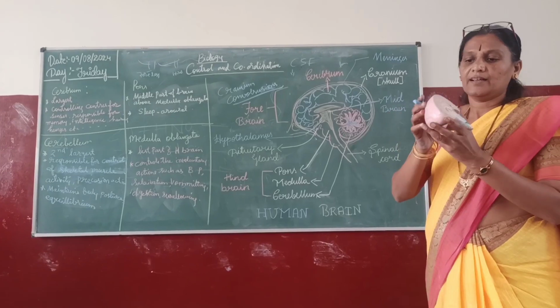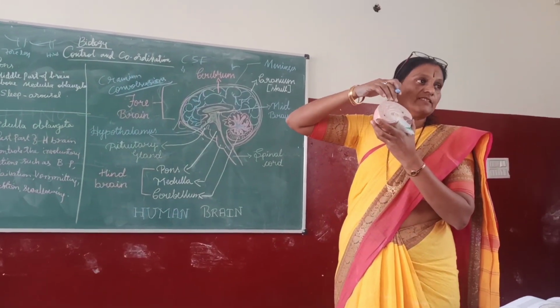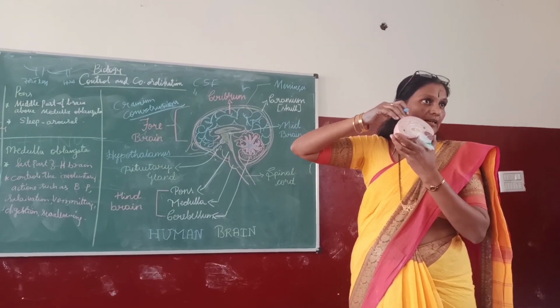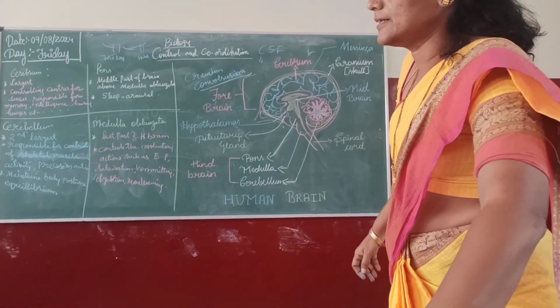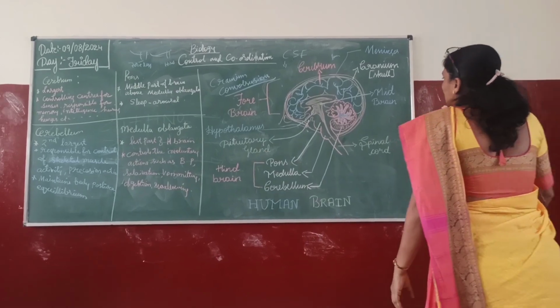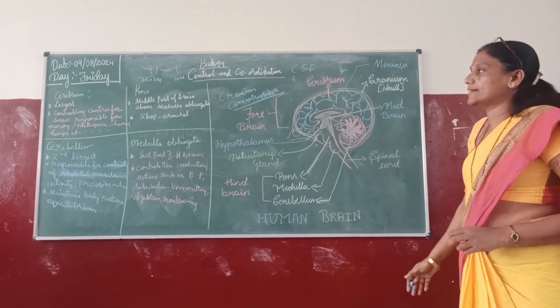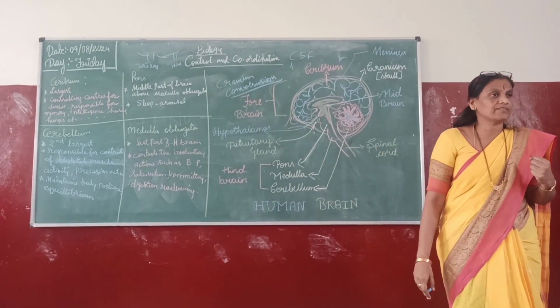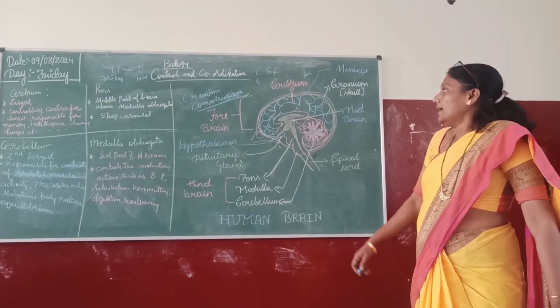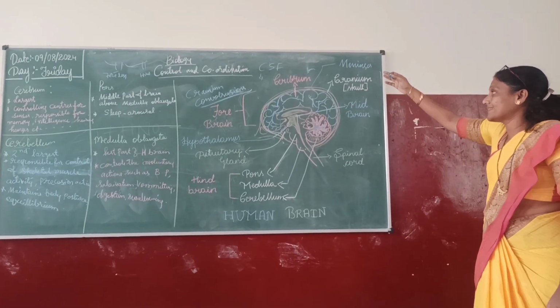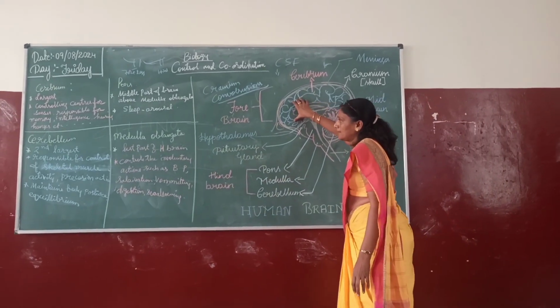You can see here, when compared to these parts, it is bigger. The area of this part is bigger, isn't it? This is called the cerebrum, and it is the largest part, and at the same time it has the control center. For example, we might have seen this in reflex action. And this cerebrum has the centers for some senses.